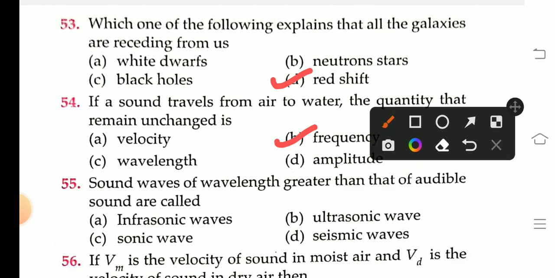Next, sound waves of wavelength greater than that of audible sound are called. Right answer option A. Infrasonic wave.